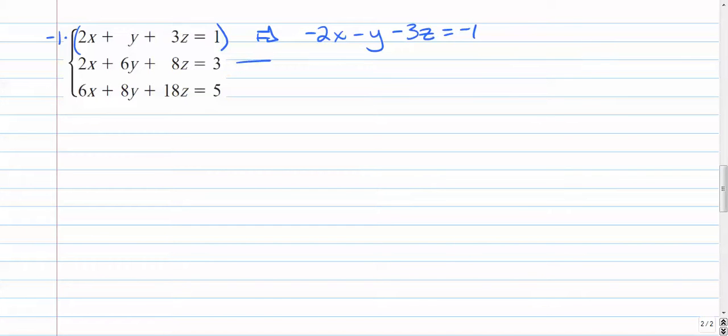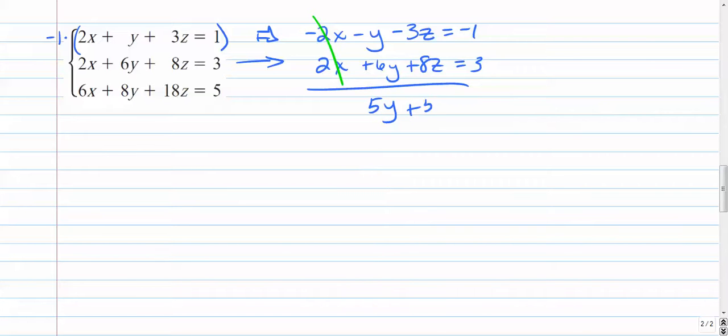And I'm going to simply just bring this one over. 2x plus 6y plus 8z equals 3. Nice cancellation here. 5y plus 5z equals 2.